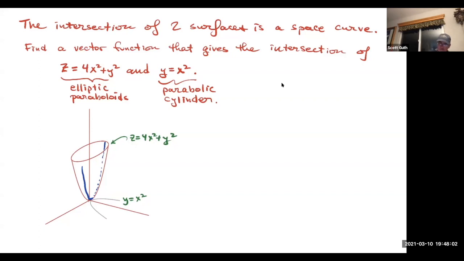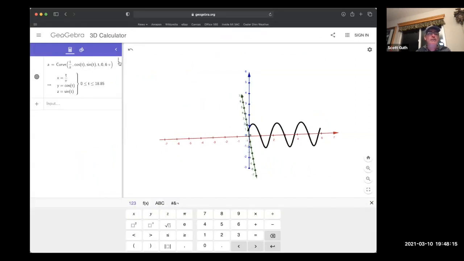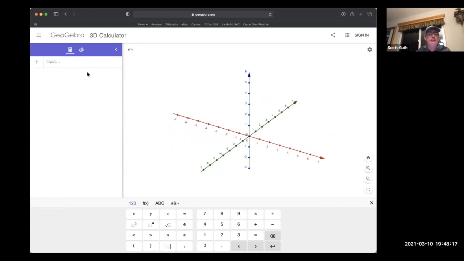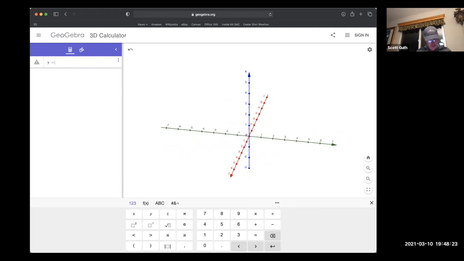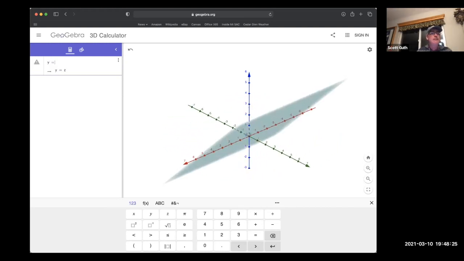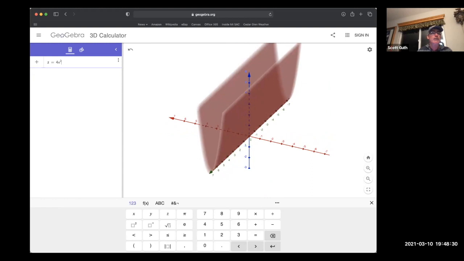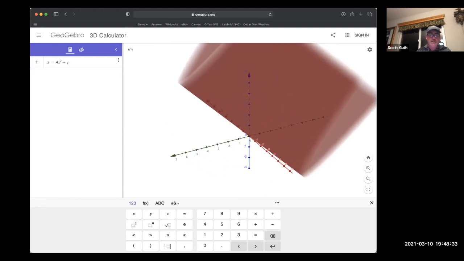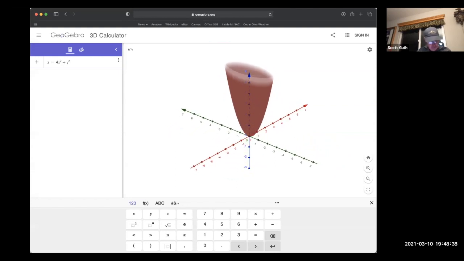How about we look at it in GeoGebra? So I'm going to go back to GeoGebra. Maybe I can delete what I got here. There, it vanishes. Okay, so now we're going to do z equals 4x squared plus y squared, my bad. That's my elliptic paraboloid.